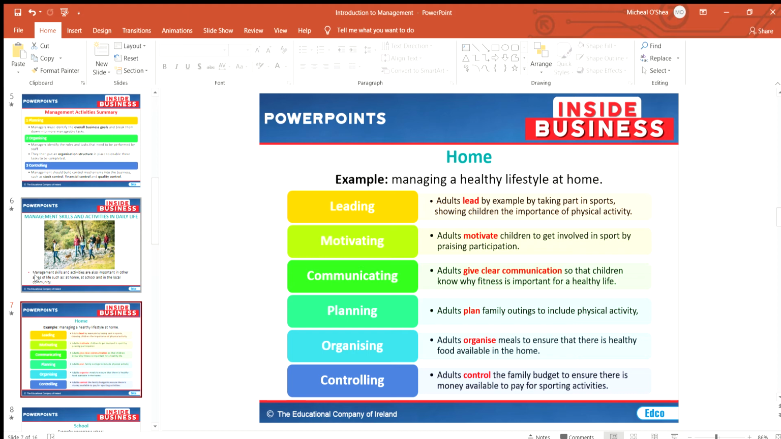This isn't notes as such, but those 6 are very, very important, and it's important that you understand that it's not just about somebody who runs a business. These 6 skills and activities are often asked in everyday examples.